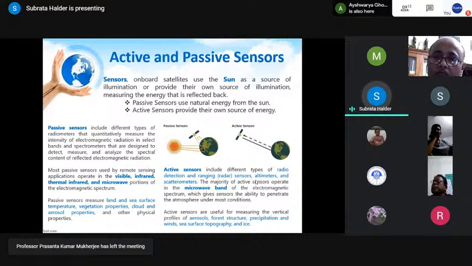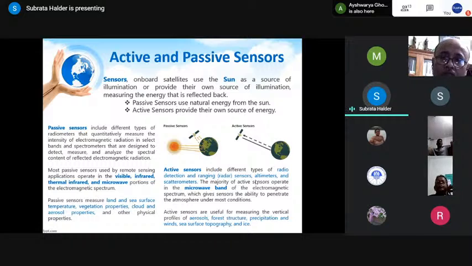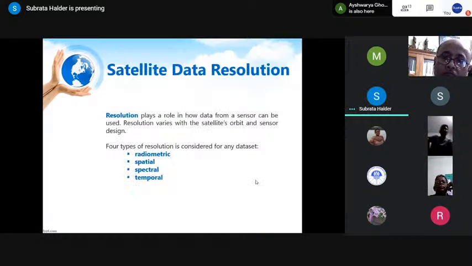Most passive sensors used by remote sensing applications operate in the visible infrared, thermal infrared, and microwave portions of the electromagnetic spectrum. Passive sensors measure land and sea surface temperature, vegetation properties, cloud and aerosol properties, and other physical properties. The satellite resolution plays an important role in how data from a sensor can be used. Resolution varies with the satellite's orbit and sensor design.